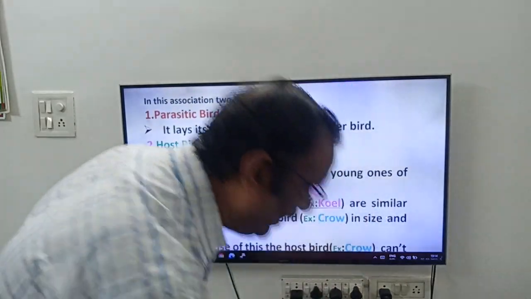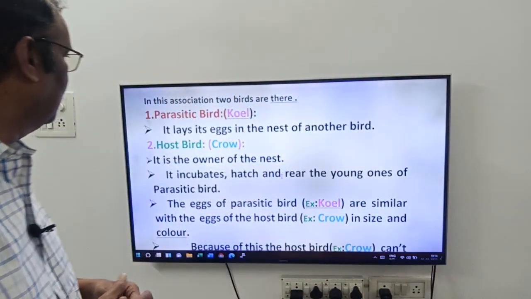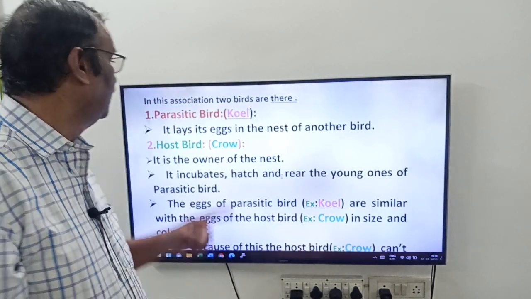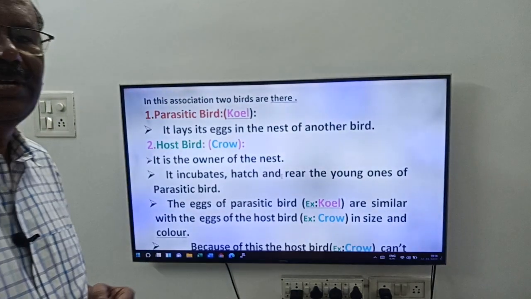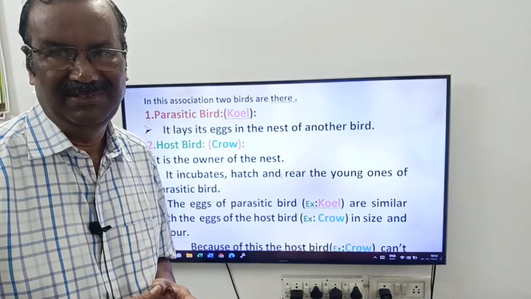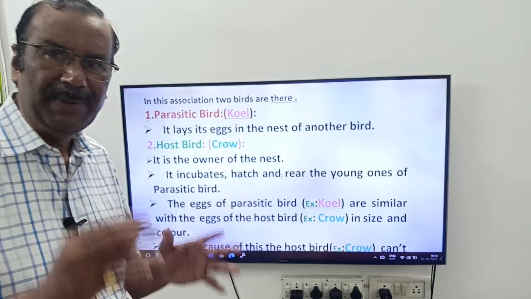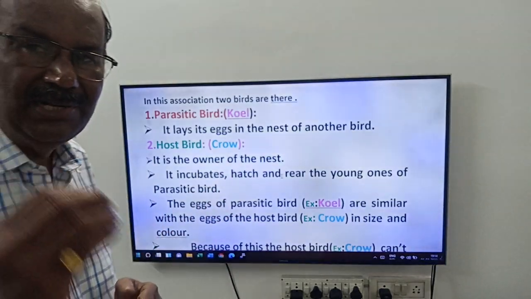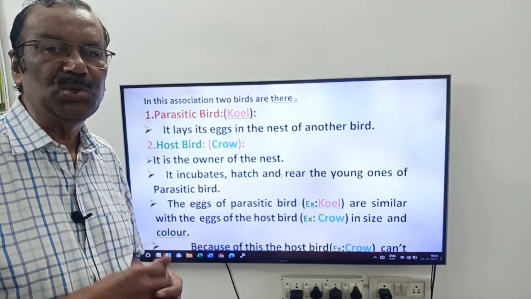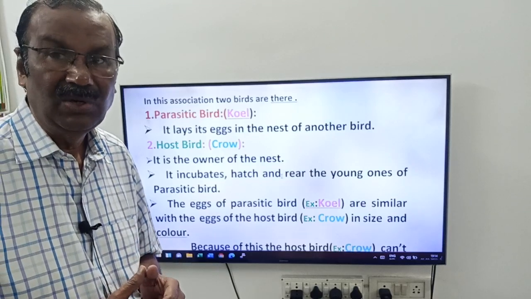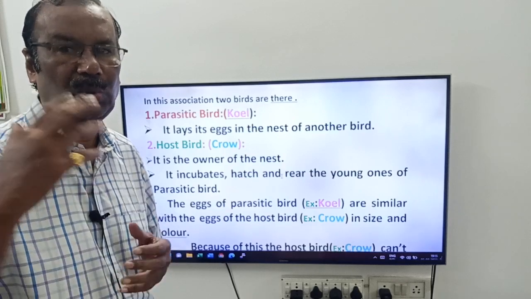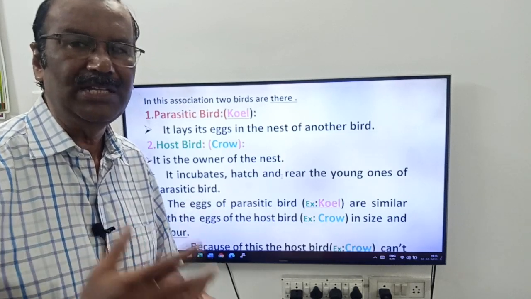Here how many birds are there, friends? Two birds are there. Means in this association two birds are there. What are those two birds, friends? One bird is called the parasitic bird. Another bird is called the host bird. Here in this example, the parasitic bird is what, friends? Koel. It is the parasitic bird. The host bird is what, friends? That is crow.